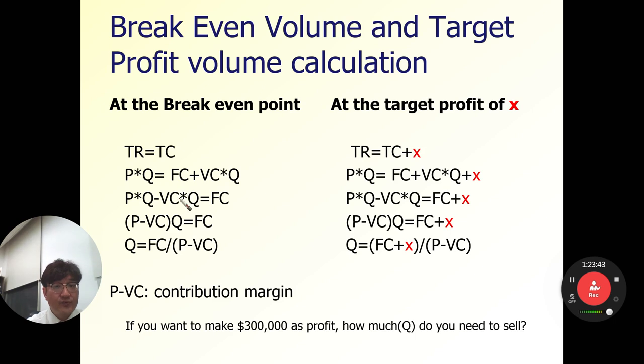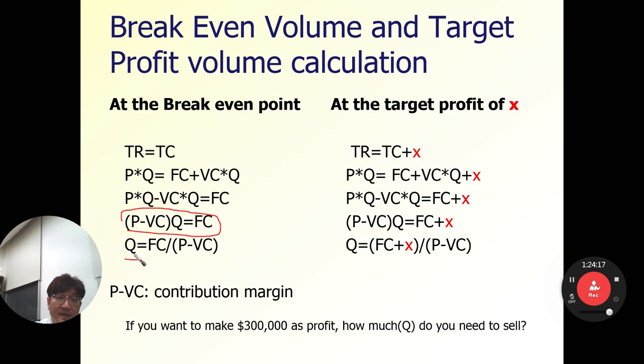Then you rearrange. You move this term over here. Then P times Q minus BC times Q equals fixed cost. You pull the Q out of the parentheses, then rearrange the equation like this. Then, to calculate the break-even quantity, you only divide the fixed cost by P minus BC.